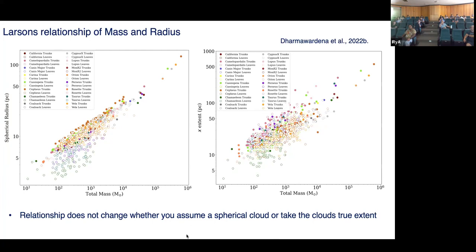But then, you also mentioned you are achieving the relationship even though your filamentary structures are not spherical. But this assumes a spherical cloud, and so when you plot a dot on this plot, you're looking at the total mass of this large filament, or how are you looking at some small region of that?